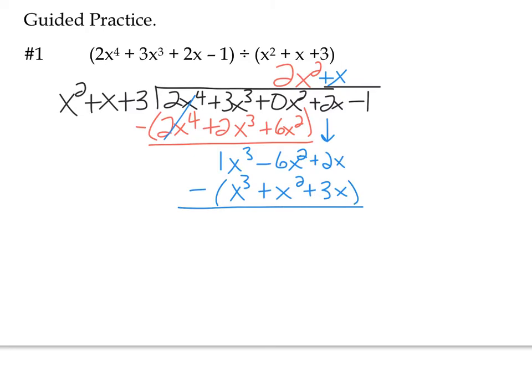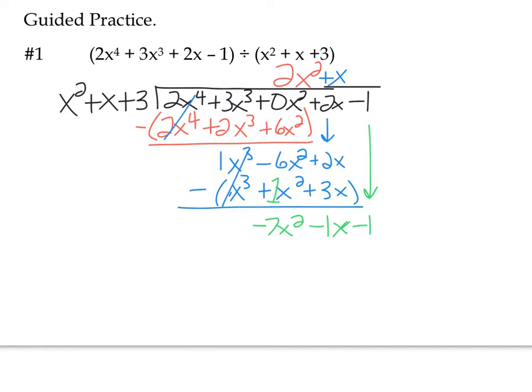and this should cancel. X to the third minus x to the third does in fact cancel out. Okay, then we're going to have negative 6 minus x squared. Negative 6 minus 1, right? There's a 1 here that's not written. So negative 6 minus 1 is negative 7x squared. 2 minus 3 is negative 1x. Okay, and then we're going to bring down the minus 1.